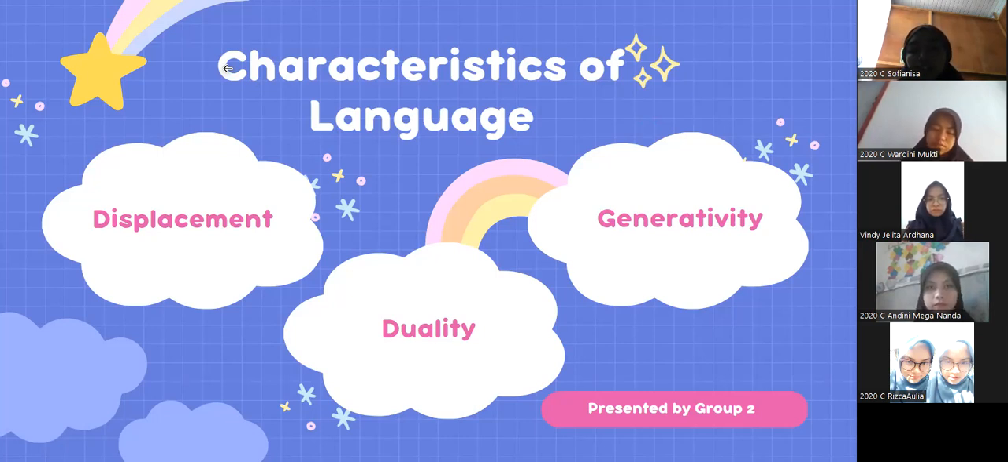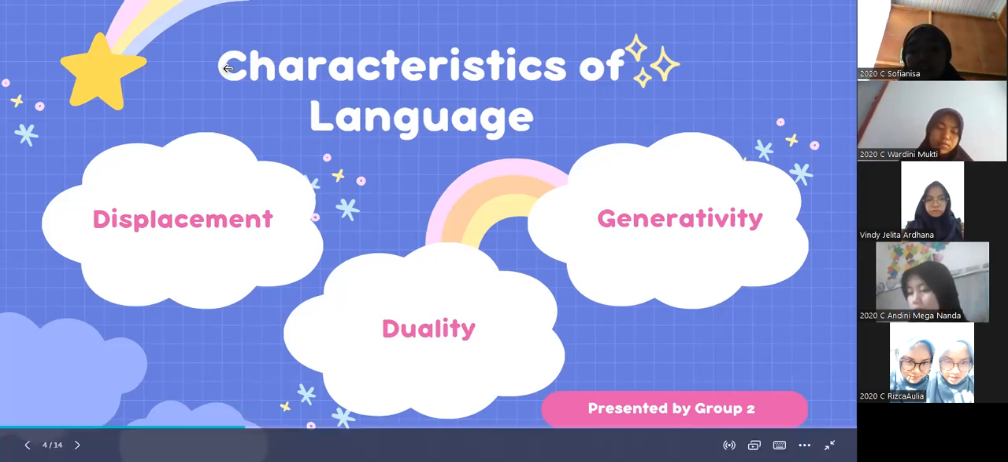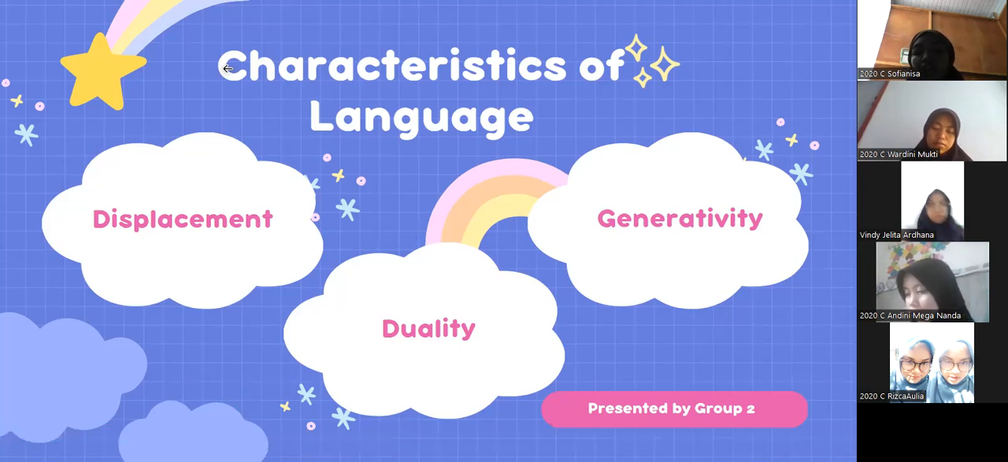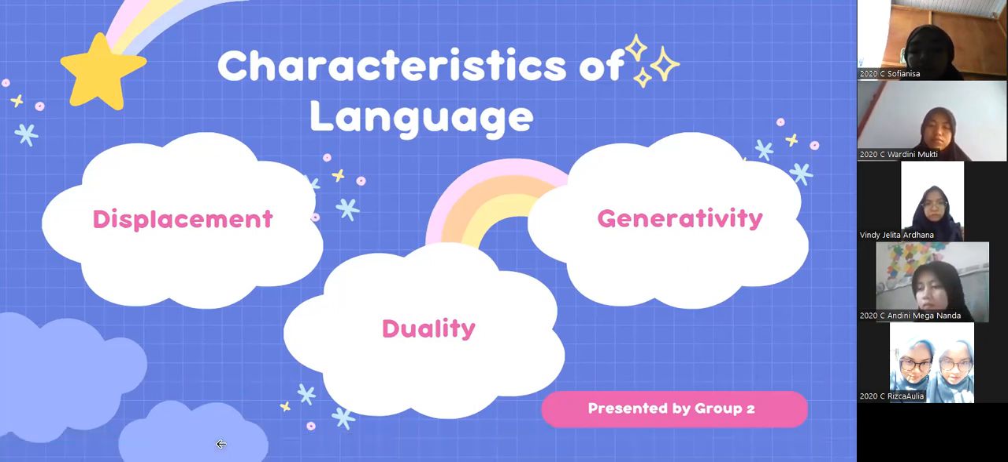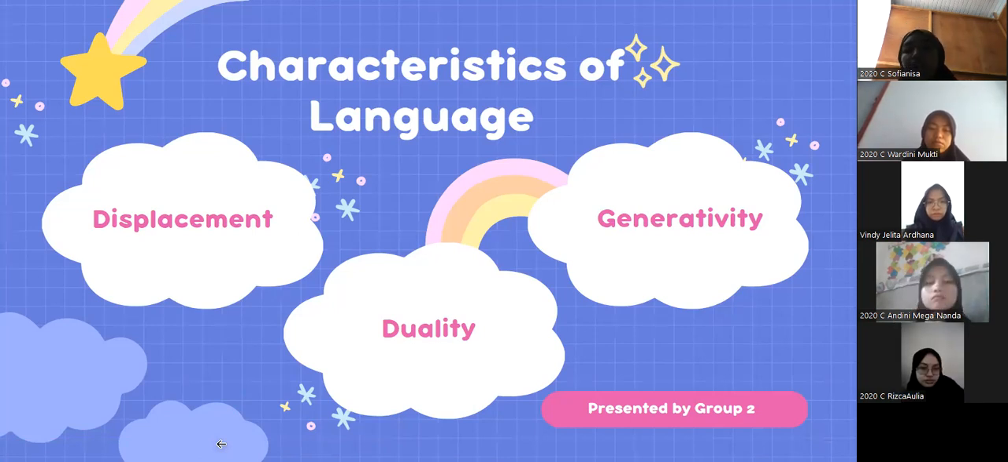And then the next is duality of patterning. It refers to the fact that we simultaneously perceive language stimuli in different ways, for example, as a collection of phonemes and as a set of words. And then the last one is generativity. It refers to the fact that language has a fixed number of symbols, but a very large and potentially infinite number of messages can be created by combining those symbols in different patterns. Okay, so that's all from me. I give it back to the moderator.